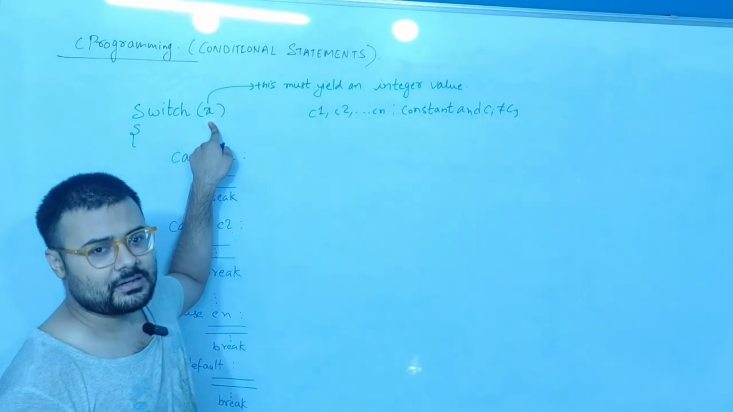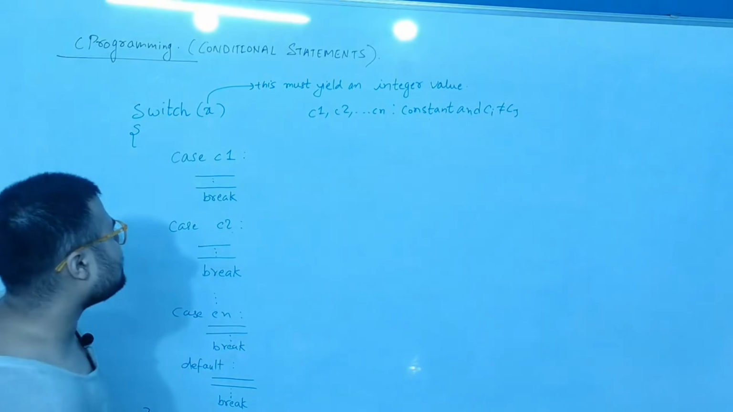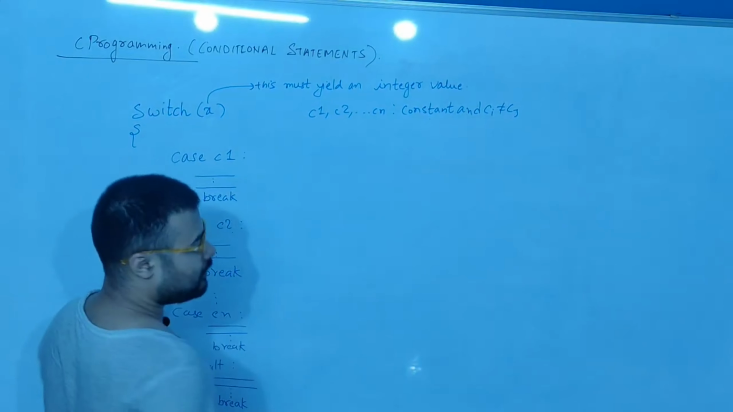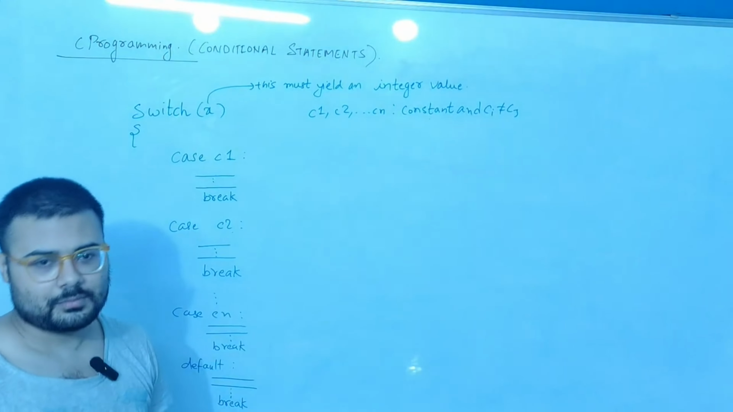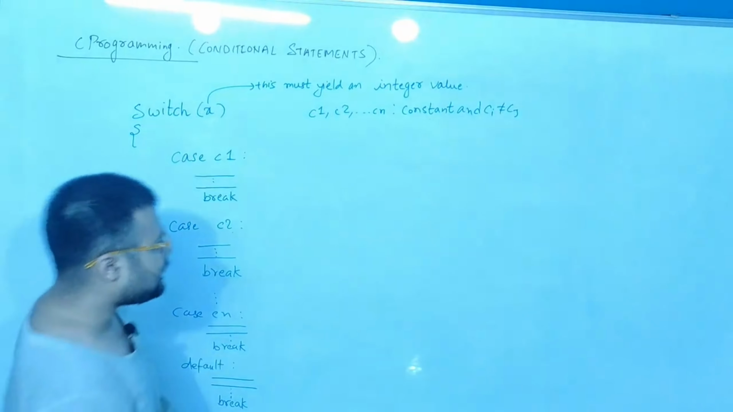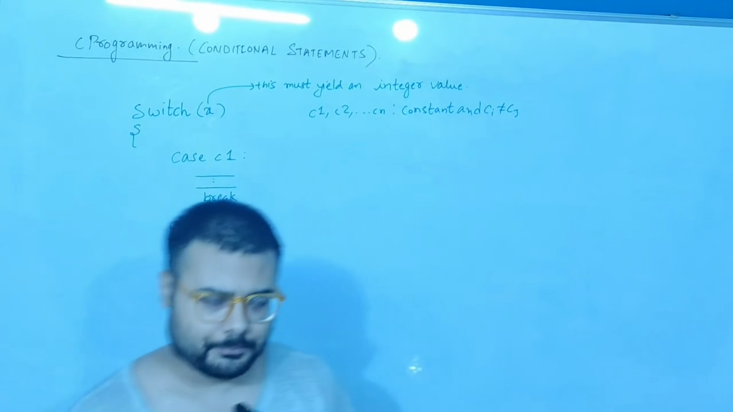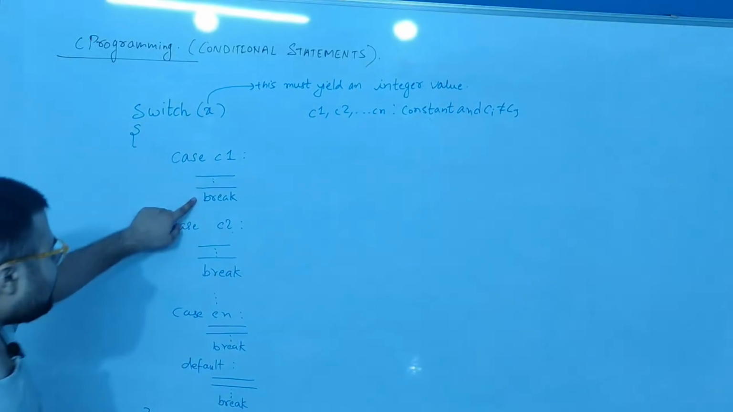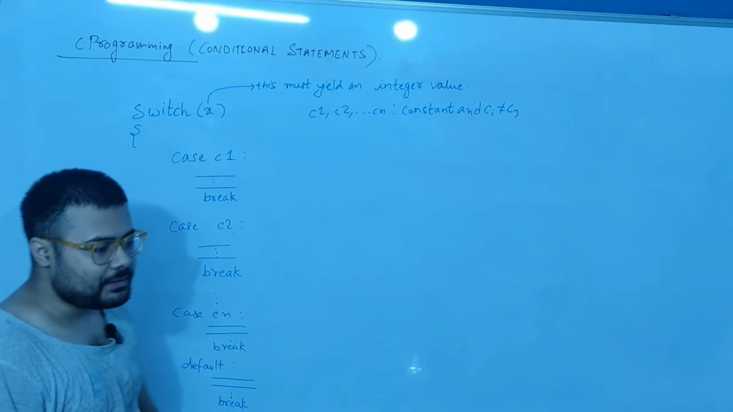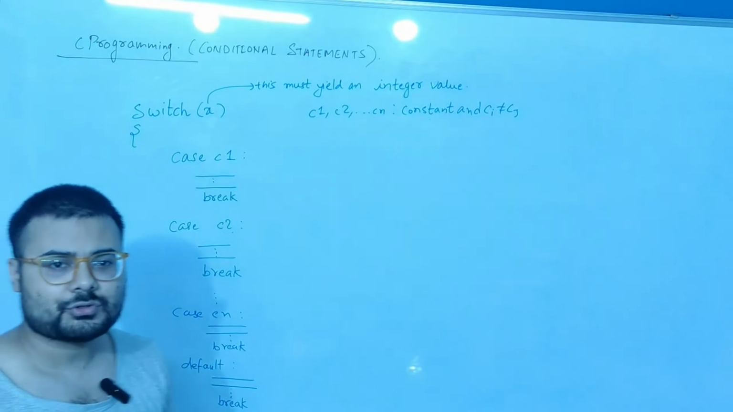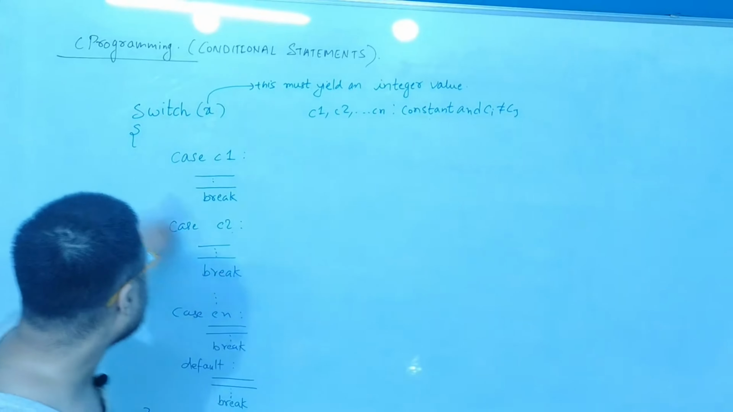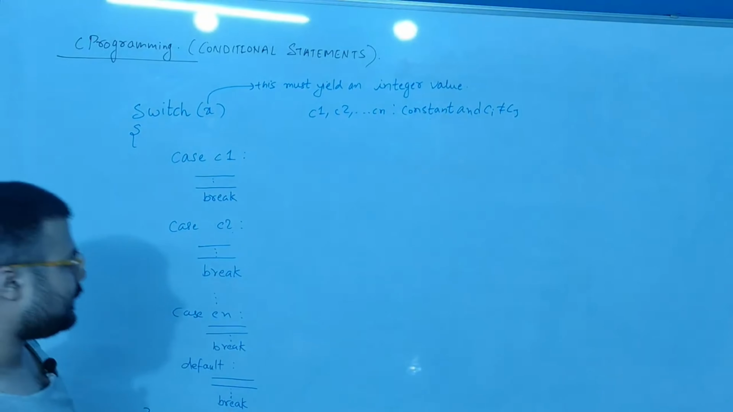And this X will yield an integer. You can have a variable here, the value of which must be an integer, or you can have an expression and that expression must evaluate to an integer. Now what are these break statements for? The break statement is to come out of the whole switch block.